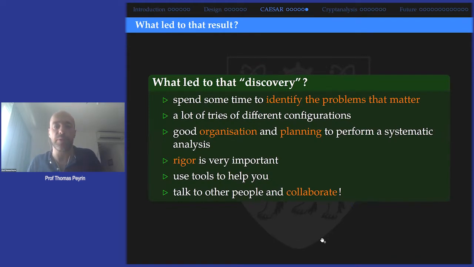So my personal view: what were the key factors that led to that discovery in our lab? First, we took some time. Before working on designing a cipher and doing the things we usually do, we first spent some time to identify the problem that matters. So we looked at the competition and we thought, what would be the kind of things we can produce that will make us stand out from the rest, stand out from the existing ciphers, stand out from the other potentially submitted candidates. We really wanted to find some interesting things to solve.